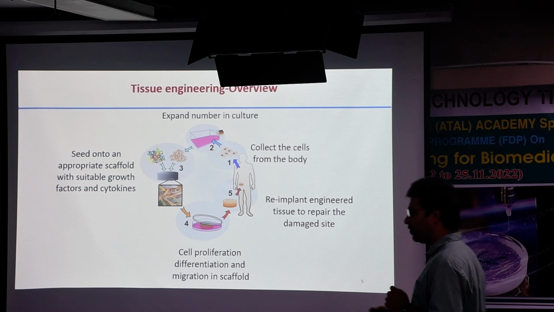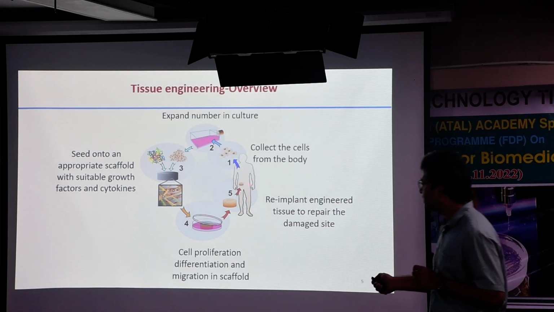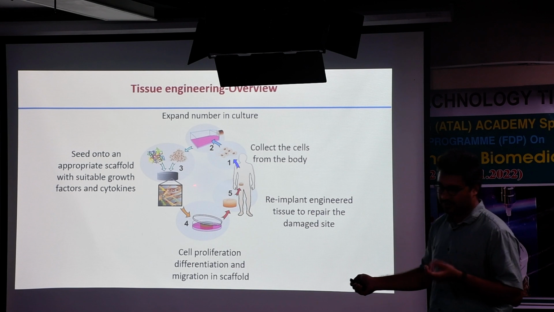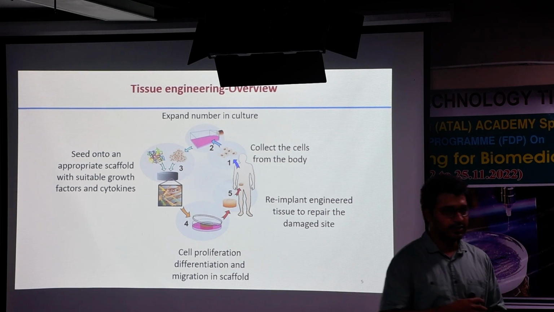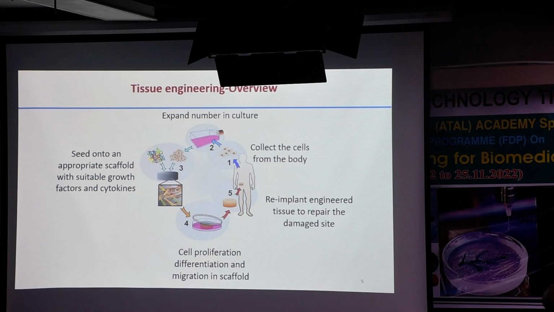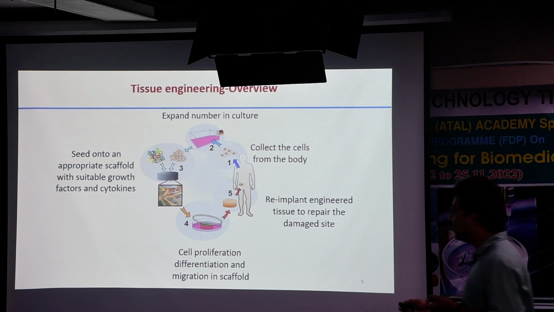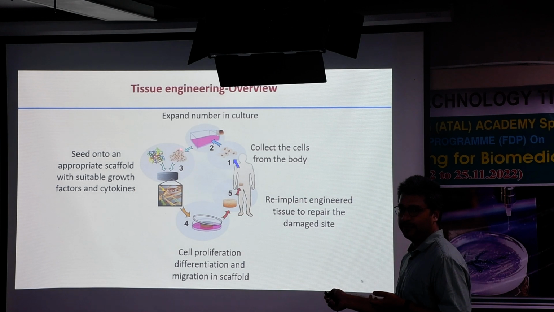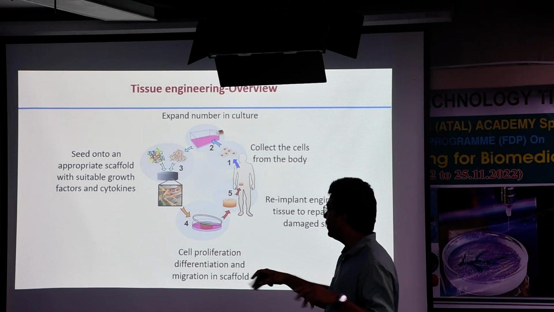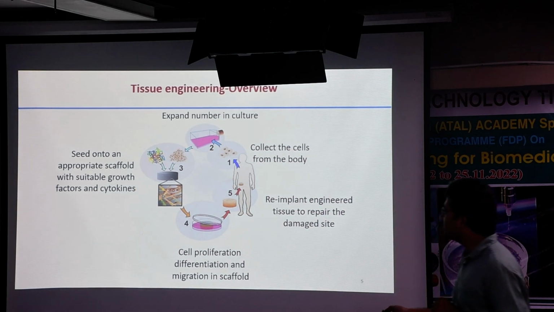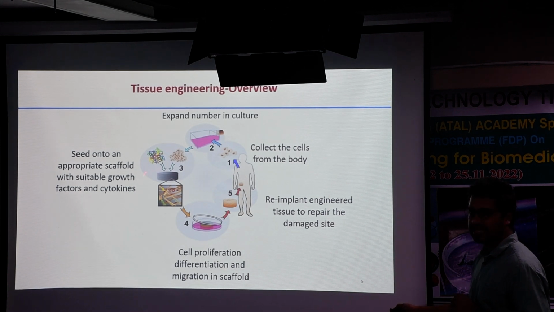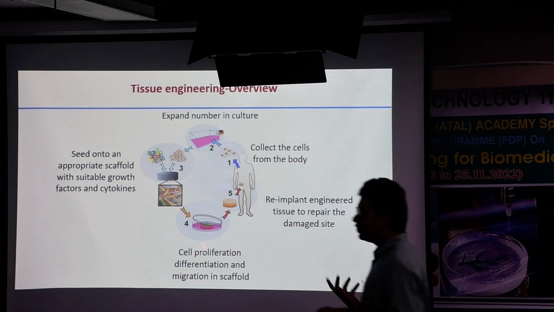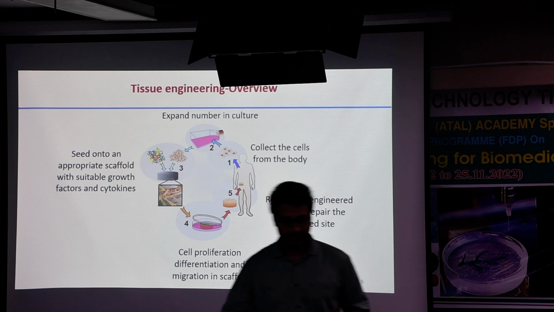So the first step is to collect some cells from the patient. Collect suitable cells based on the damage. If it is skin damage, you collect skin cells, which are basically fibroblast cells. You collect these suitable cells, grow them in the lab, and expand them in number. Once you expand them, you seed the cells on top of a scaffold. Now, the scaffold is the main topic for discussion today.